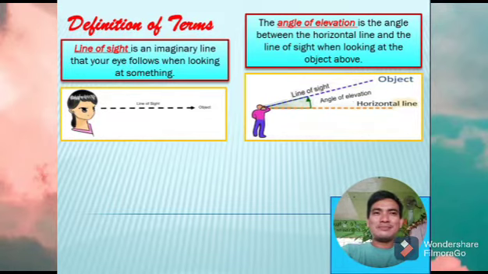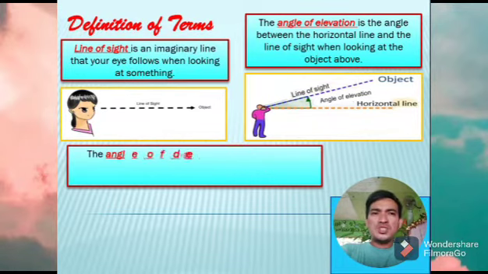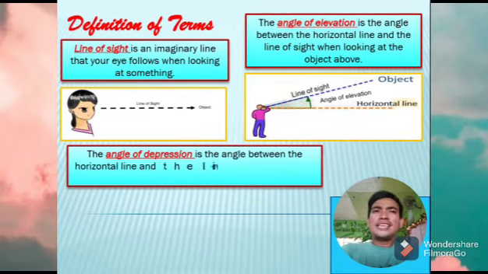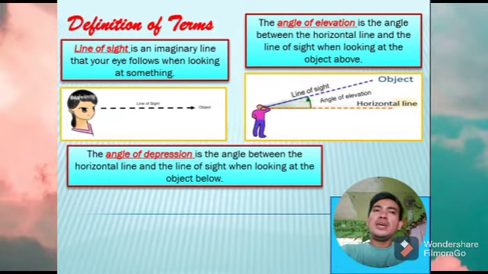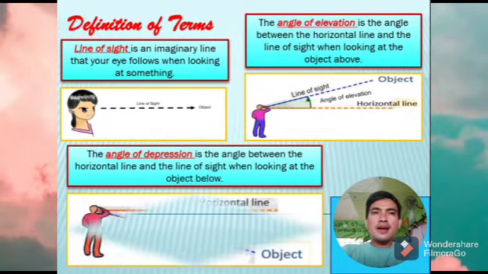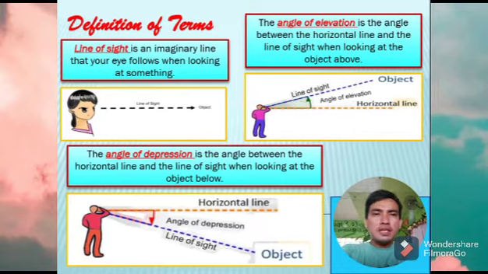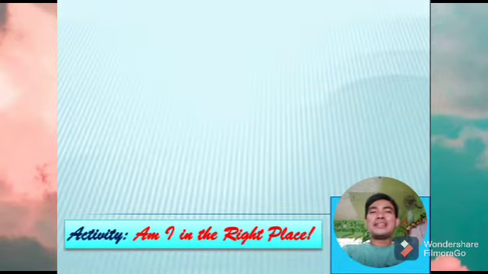Is that clear? Now how about depression? Angle of depression. It is an angle between horizontal line and the line of sight when looking at the object below. How does it look like? So right there, in our illustration, this would be our horizontal line. Okay? And below is the line of sight. So this part in here, this is the angle of depression. Okay? So let's apply that one in our activity.